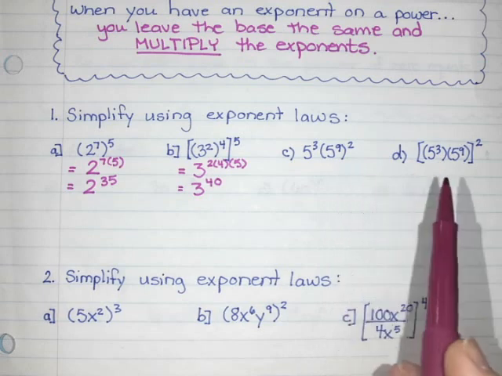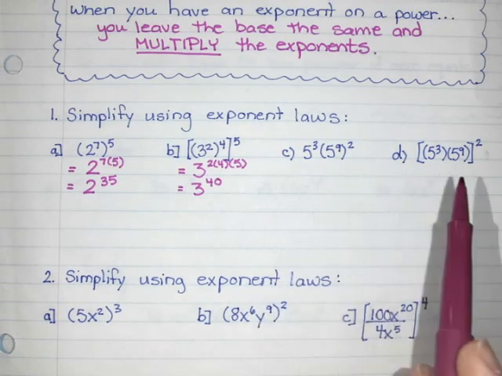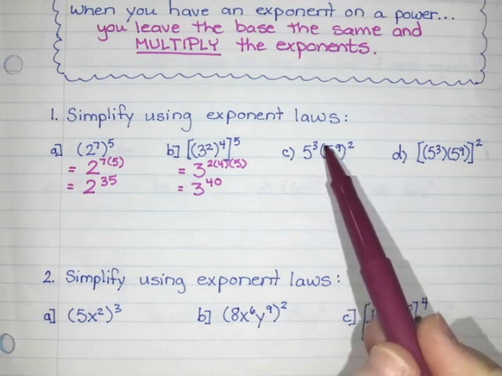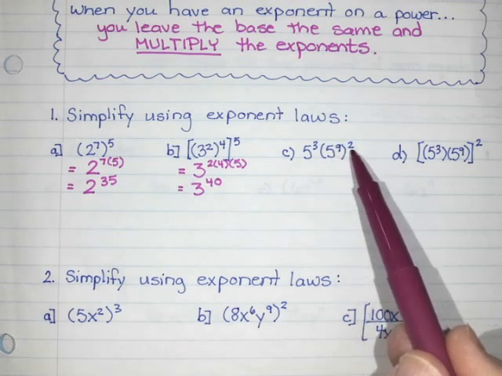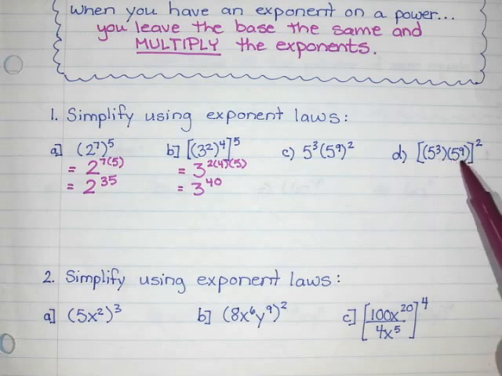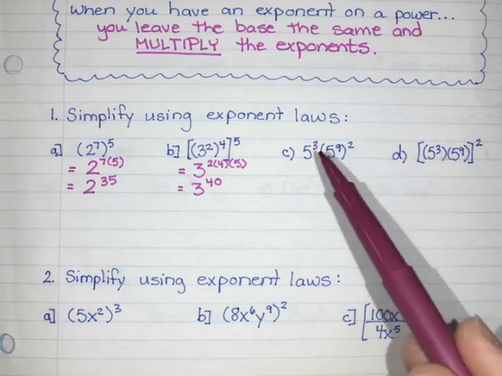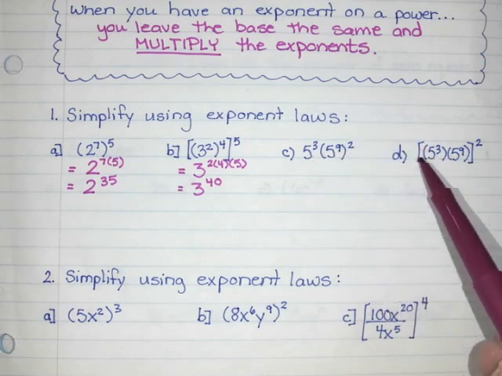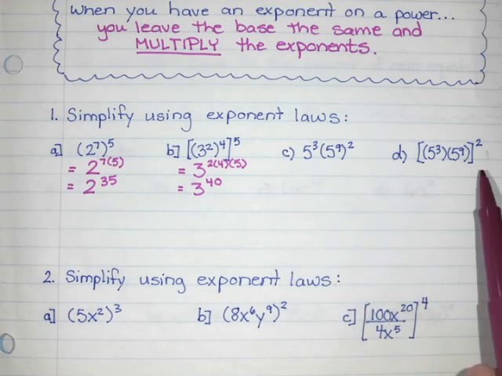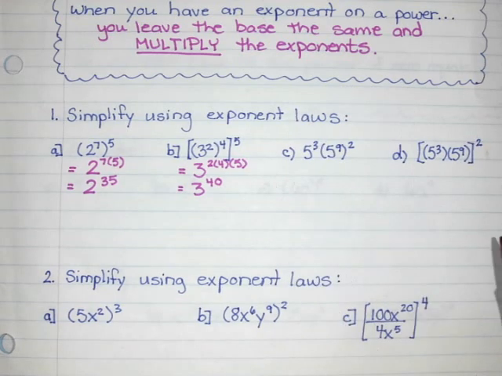The next two questions are very similar. I have 5 to the power of 3 times 5 to the power of 9, all to the power of 2, and I have 5 to the power of 3 times 5 to the power of 9 all to the power of 2. So the only difference between these two questions is that this one has an extra set of brackets that this one does not have. Otherwise, they have all the same powers, they have all the same exponents. And I want to talk to you about what difference that bracket makes.